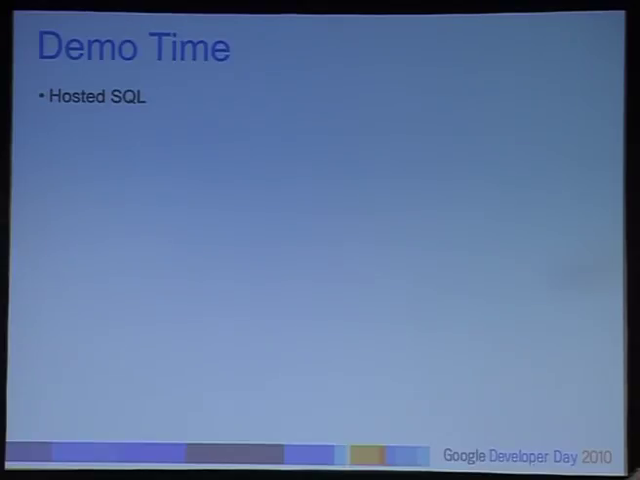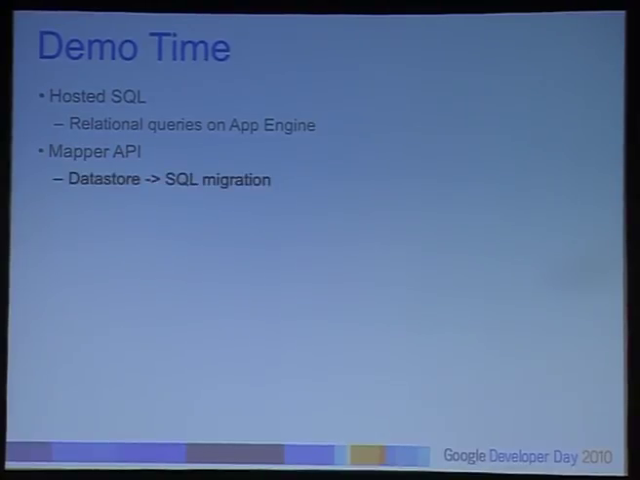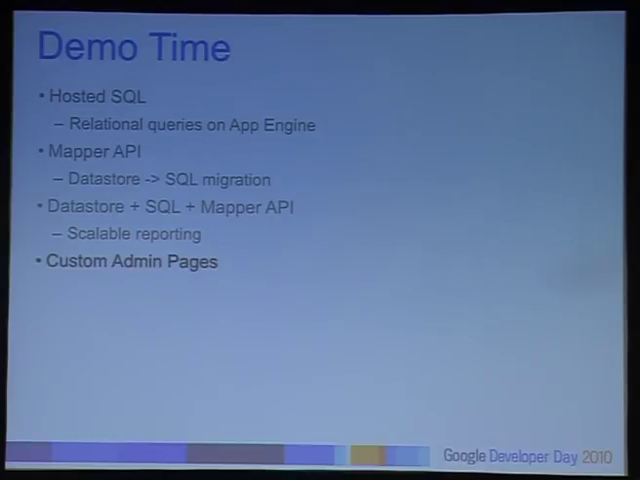So what you saw is the hosted SQL offering with relational queries on App Engine. You saw the Mapper API doing a Datastore migration into SQL. You saw the Datastore, SQL, and Mapper all working together to build scalable reports. Custom admin pages. So let me tease you with just a few things that are new.